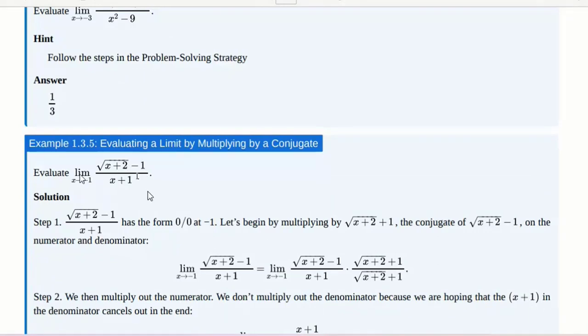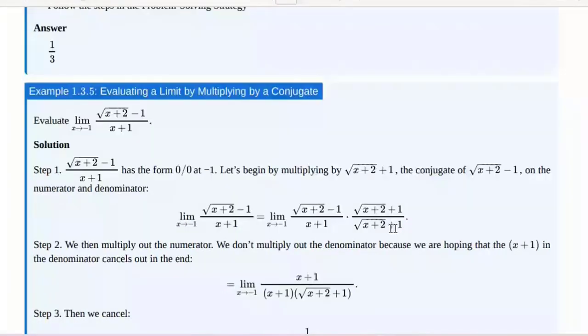Evaluate the limit of the square root of x plus 2 minus 1, all over x plus 1, as x approaches -1. How do we do that? Well, multiply by the complex conjugate of the square root of x plus 2 minus 1, which is the square root of x plus 2 plus 1, and simplify before we substitute.